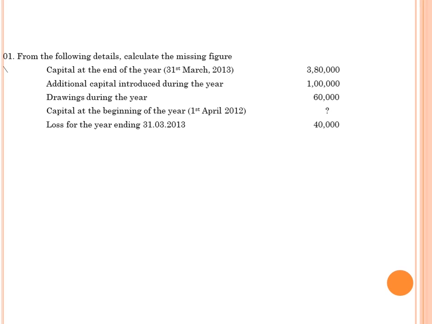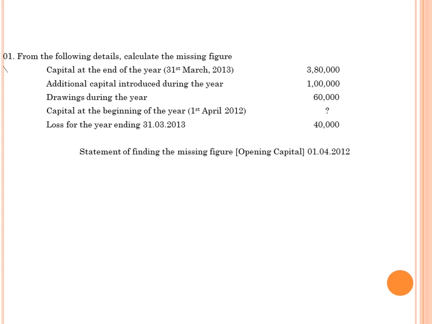From the following details, calculate the missing figure. Capital at the end of the year 31st March 2013, 3,80,000. Additional capital introduced during the year 1 lakh. Drawings 60,000. Capital at the beginning of the year missing. Loss for the year ending 31/3/2013, 40,000. So here we are going to find the missing figure of opening capital.